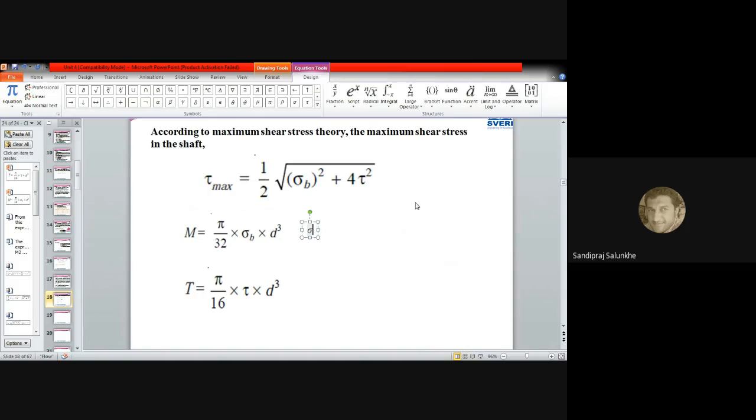Sigma b is equal to this 32 will go to this side, d cube will go to this side, pi will also go to this side. So what I can write here is 32 M divided by pi into d cube.